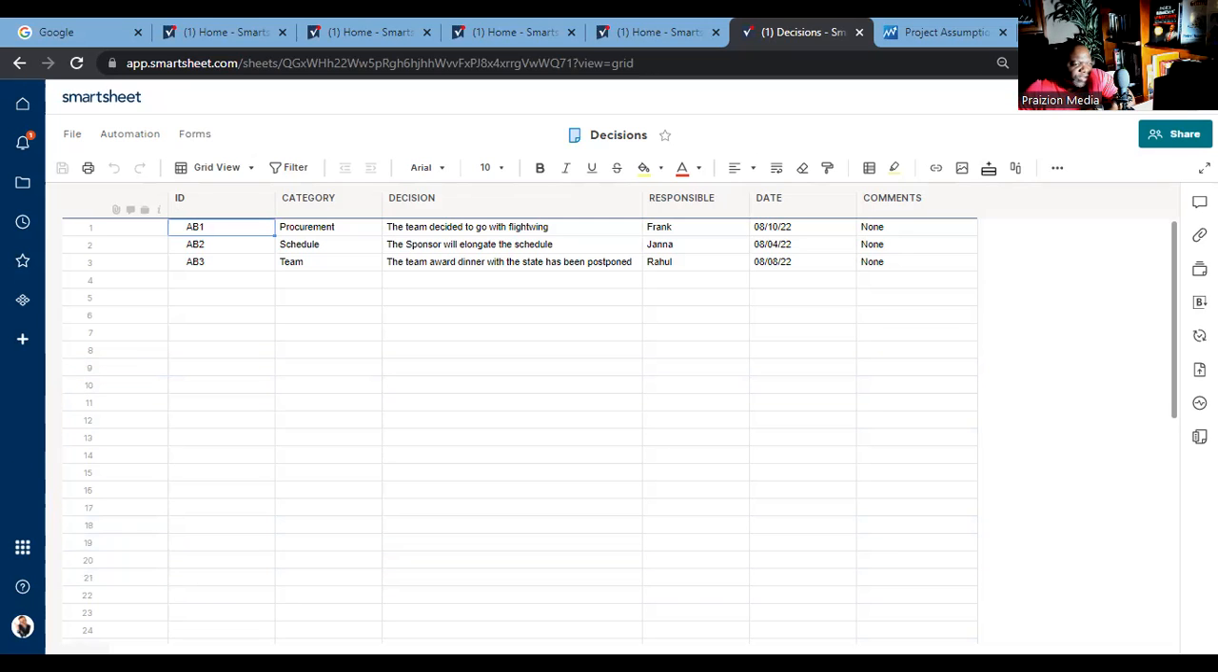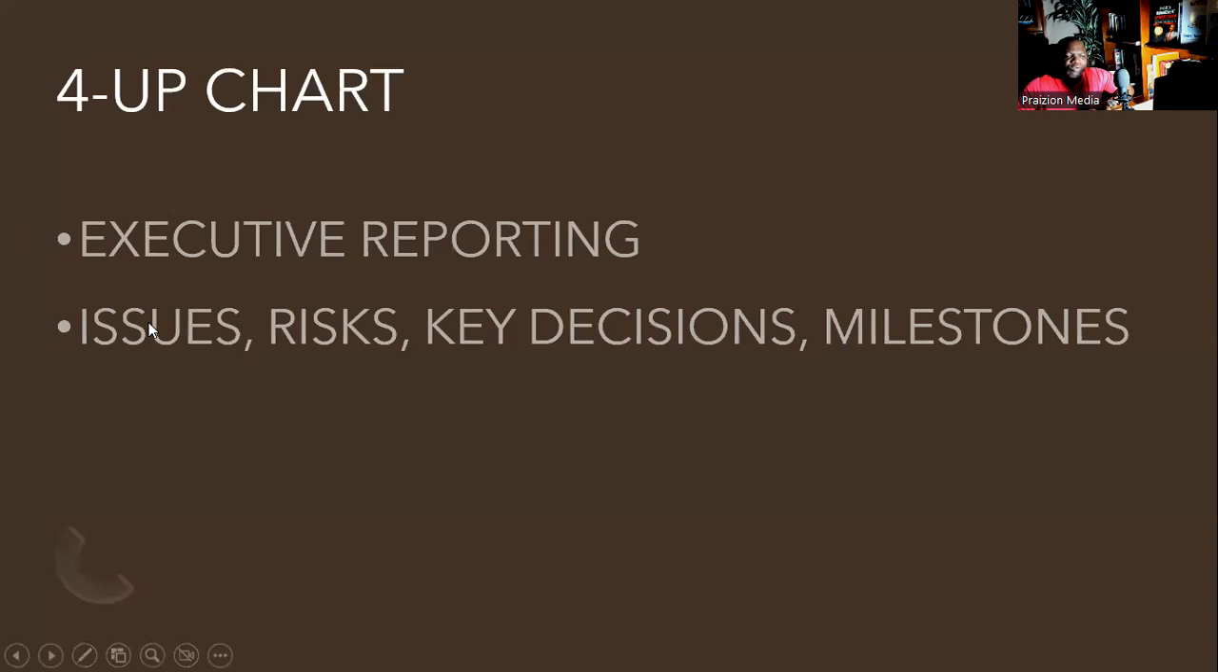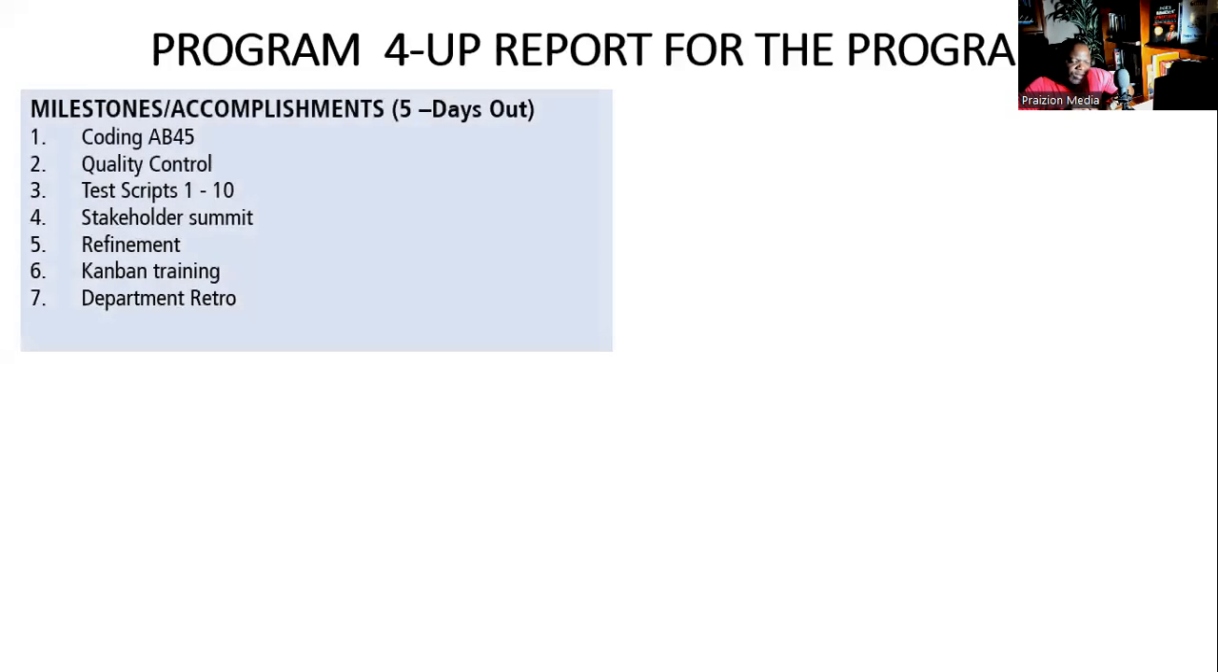All right, now let's move into the last piece. If you present to senior executives, all that stuff I showed you is going to be a little bit overkill, too much. So what you need to do is use a 4-up chart for executive reporting: issues, risk, key decisions, and milestones. Okay, I have some examples of one that I prepared, and I'm going to use this to underscore how to use it. All right, first of all, you want to have milestones and key accomplishments.